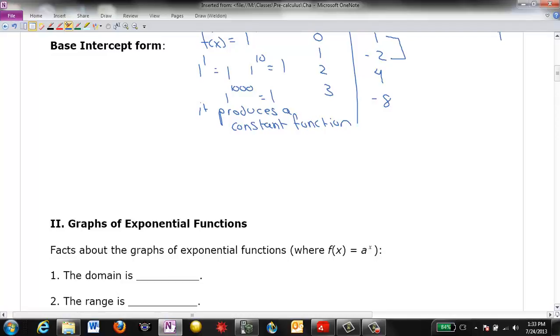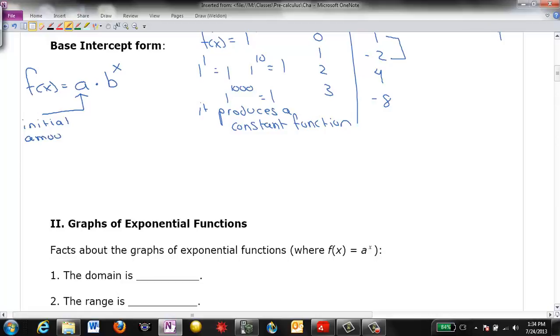So here's what base-intercept form looks like. It's essentially an exponential equation, f of x, where we take some number a and multiply it by some number b raised to the x power. It's important to note that the exponent of x is only applied to the b, not the a. Okay, so let's analyze what this means. We have this number here, a. This is what's called our initial amount.